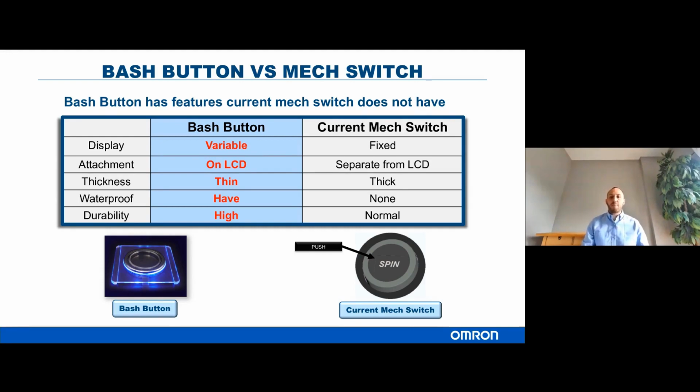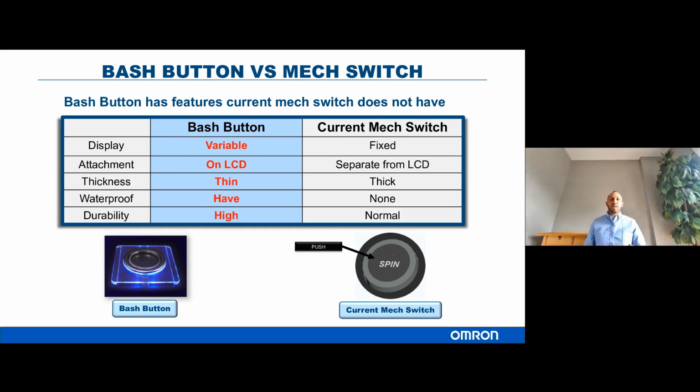For the display, we have a key top that is see-through. We have a variable display, meaning that you could show any wording or graphic that is on your LCD through the key top of the bash button. On the current mechanical switches that you find in today's market, you have to have some kind of fixed display or fixed statement on the switch. So if you wanted to say bet, it could only say bet. If you wanted to say spin, it could only say spin. Whereas with Omron's bash button, it can say a multitude of different statements or images underneath the bash button.